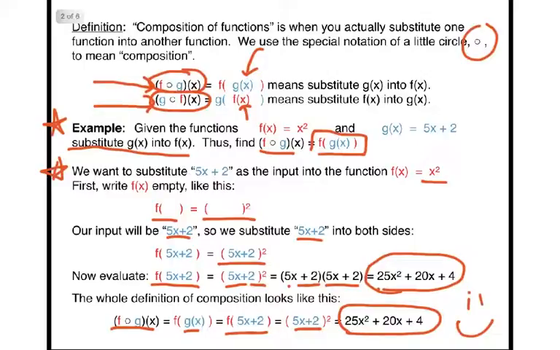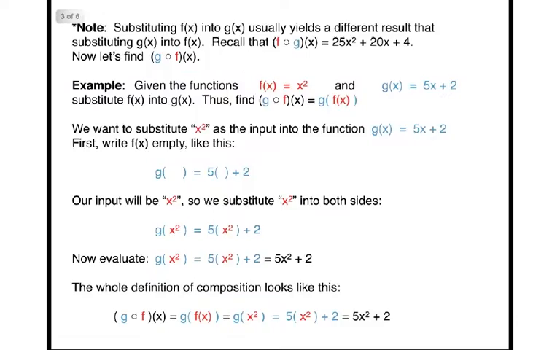What if we substituted f into g? Let's take a look. Note, keep this in mind, substituting f of x into g of x usually yields a different result than substituting g of x into f of x. Recall, in our first result, that f of g of x is the trinomial 25x squared plus 20x plus 4.